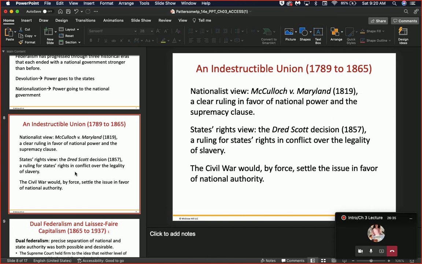So, the first era is 1789 to 1865. 1789 is when our Constitution was created, when it was really put into place.